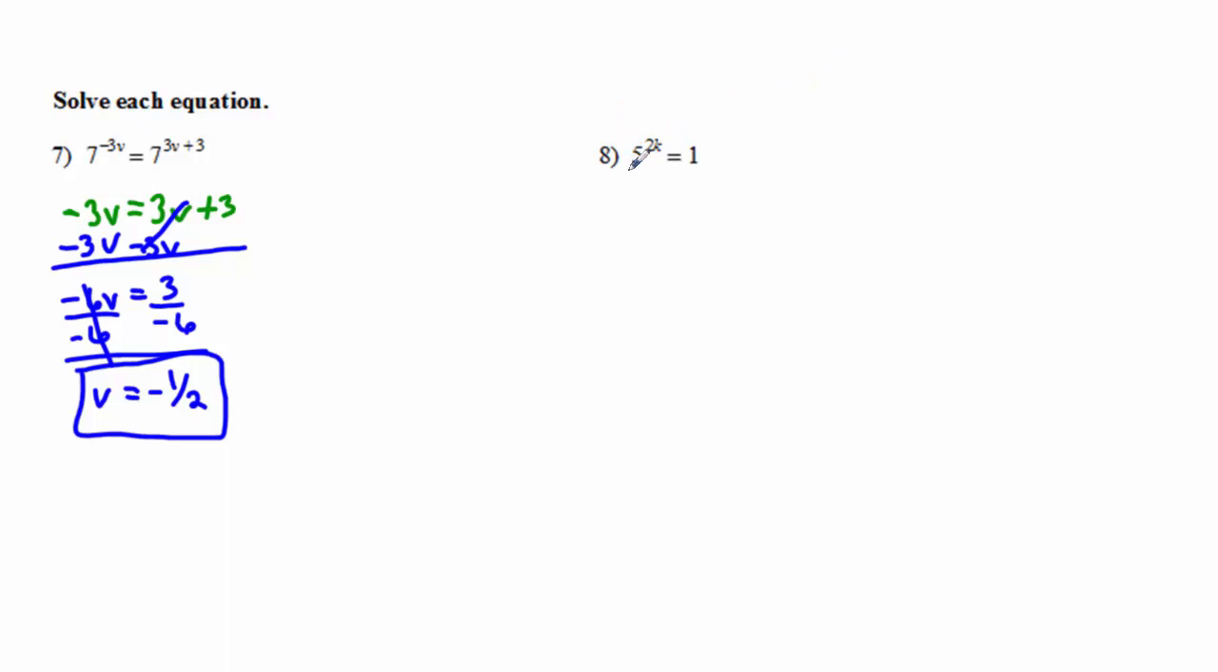That's pretty easy, but in general, what they're going to try to do to us is make it to where the bases aren't the same. For example, this is 5 to the 2k equals 1. What we want to do, if possible, is rewrite 1 as 5 to some power. And the question is, 5 to what power is 1? Well, it'd be 0, because anything to the 0 power is 1. So 5 to the 2k equals 5 to the 0. Now my bases are the same, so I can make them go away and set the exponents equal to each other. 2k equals 0, so I divide both sides by 2 and get k equals 0 divided by 2, which is just 0.